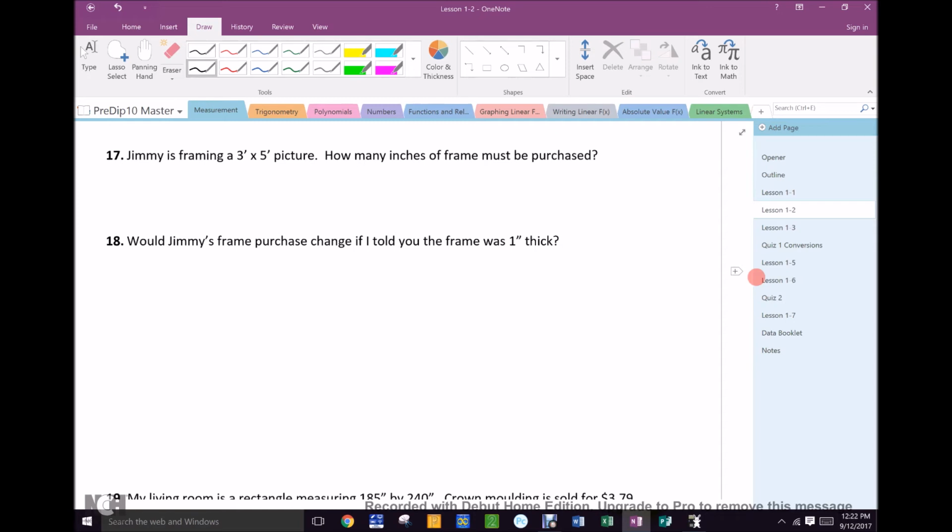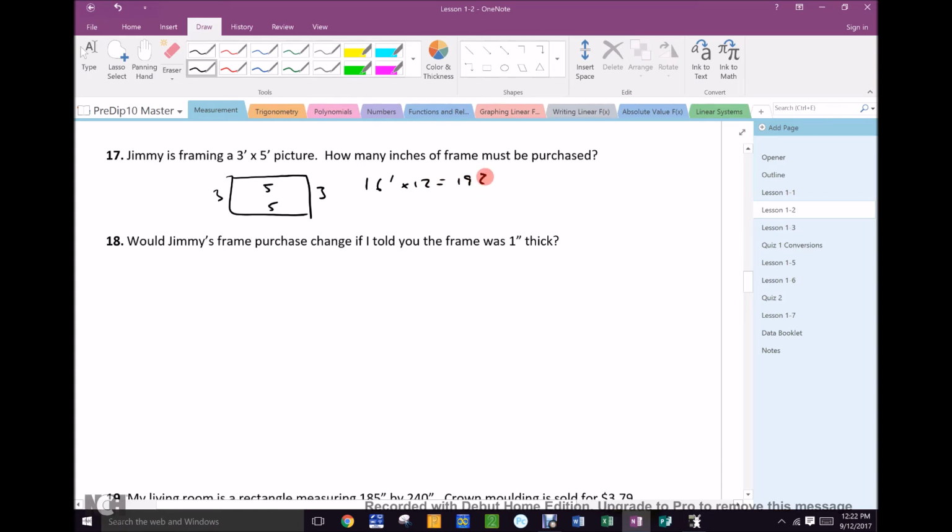It's 192 inches, right? Why? I just did 16 feet because it's two sides that are 3 feet and then two sides that are 5 feet. Because it's 3 and 5, and you need two sides. So I just did 16. So it's 16 feet times 12, 192. Easy peasy for that one, yeah?